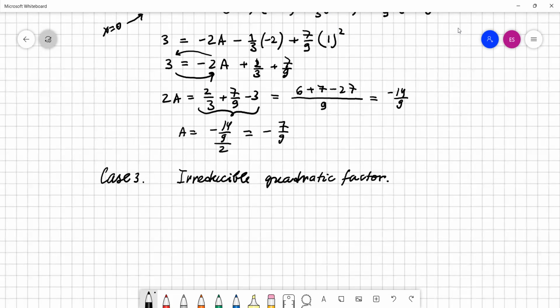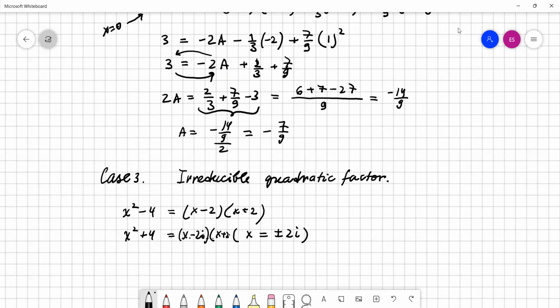What is a reducible quadratic factor, guys? Well, I'm going to consider two expressions, x squared minus 4 and x squared plus 4. You know that you can represent x squared minus 4 as x minus 2 and x plus 2 using the formula. But you cannot do it over here, because this one has zeros x plus minus 2, and that's why you can represent it. And this one has zeros x plus minus 2i. So actually you can represent it as x minus 2i and x plus 2i.